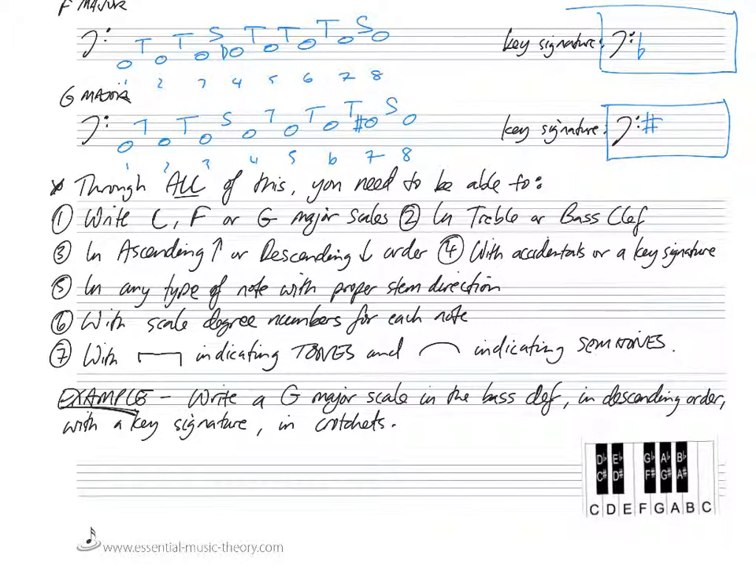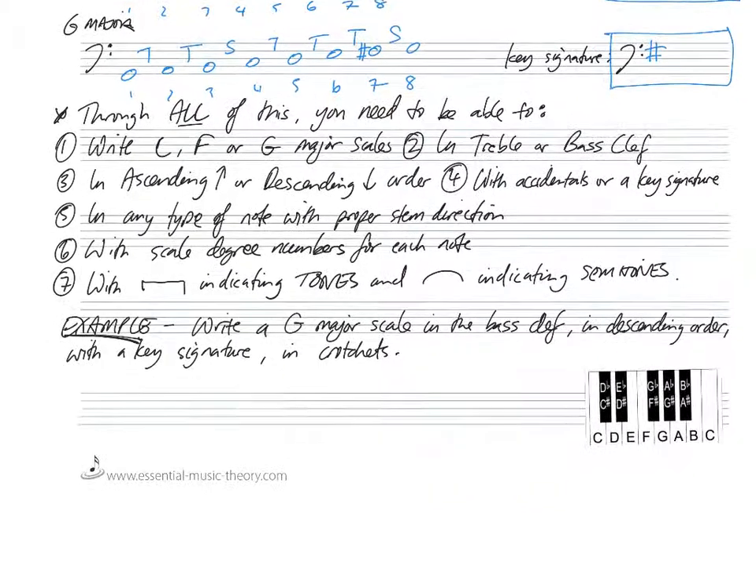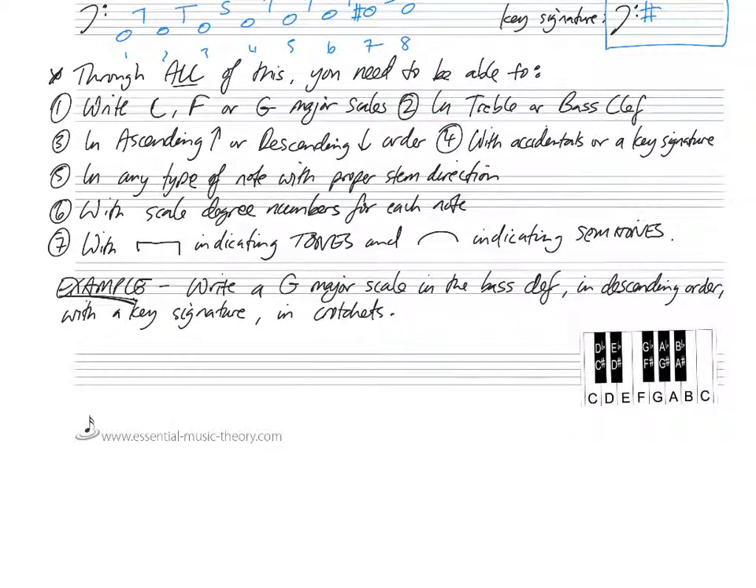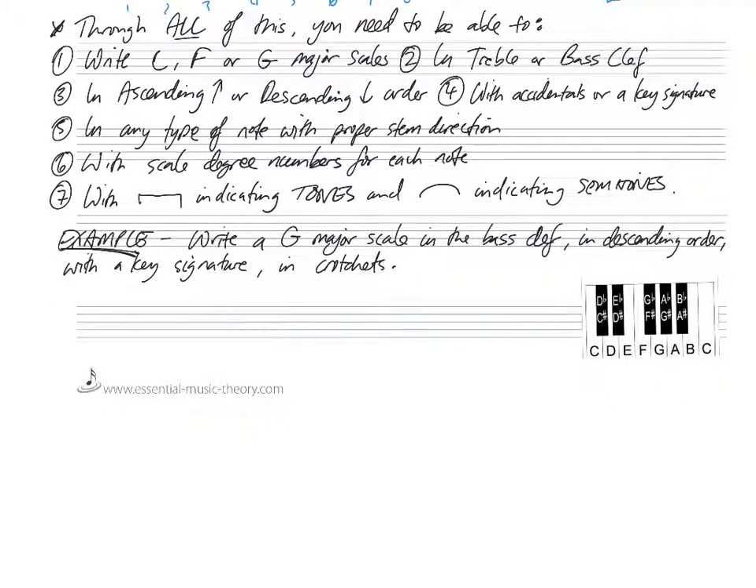Okay? You'll need to use any type of note that we've learned so far: semibreves, minims, crotchets, quavers, and you need to do the right stem directions. You need to write the scale degree numbers for each note, and then you'll need to have a bracket to indicate tones and a slur to indicate semitones. So I'm going to show one example here of doing that, and then you're going to have to be able to do that for yourself when we do practice in class.